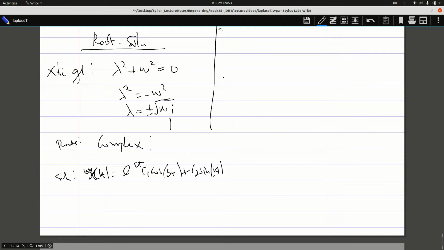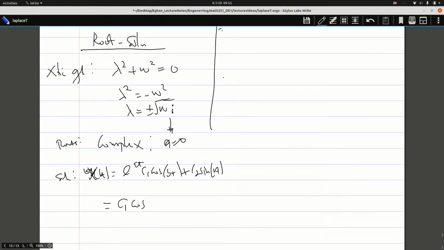From here, I have my a at 0. It means I have the real part at 0. We get C1 cos omega t plus C2 sine omega t. That is my solution.